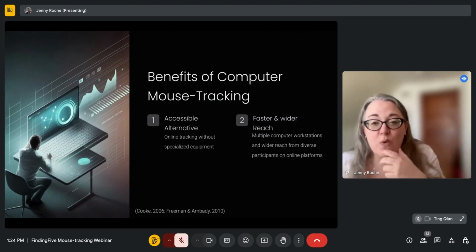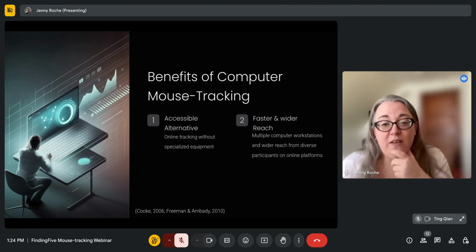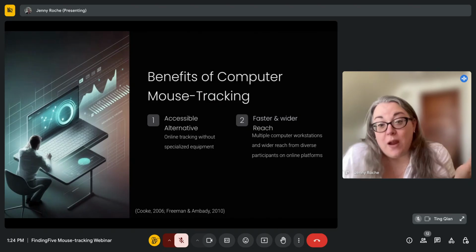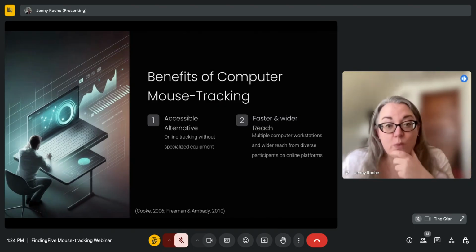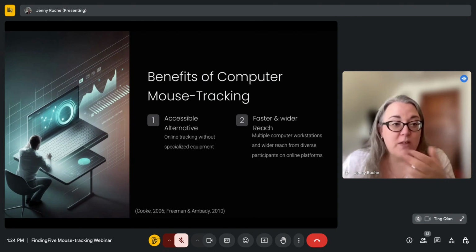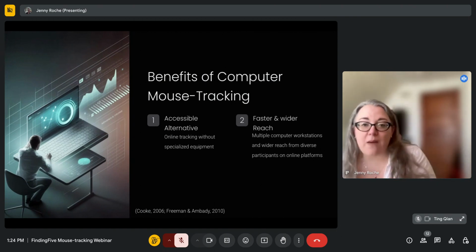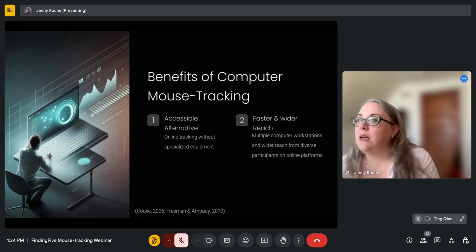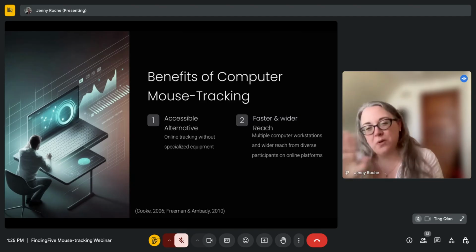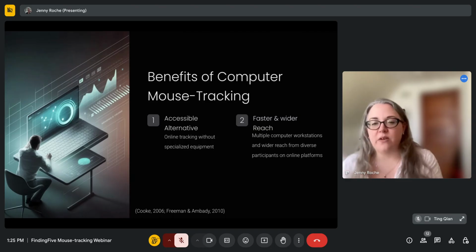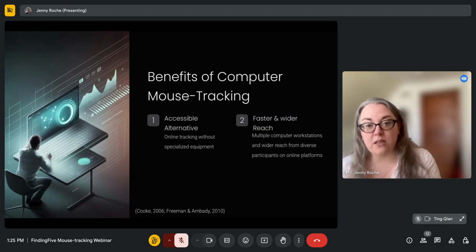I was collecting data this morning with a classroom of 25 wiggly third graders, and it's a great way to do it, where I don't even have to bring computers with me. There were computers where I was, and I just pulled up Finding 5 on their laptops and they were able to do a study. But you're also able to put mouse tracking studies up on platforms like Mechanical Turk. People are moving away from Mechanical Turk for specific reasons, but Prolific is a really great way to collect data.